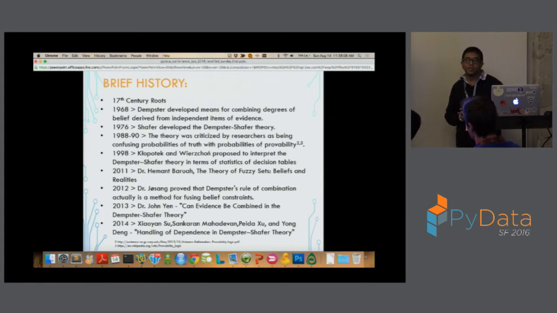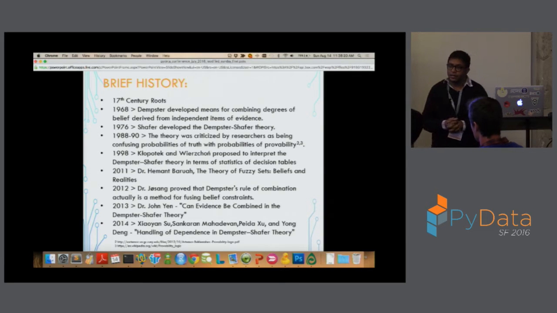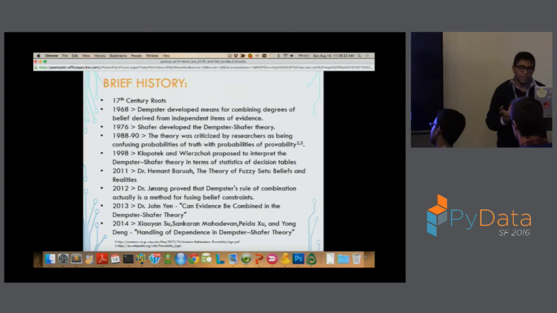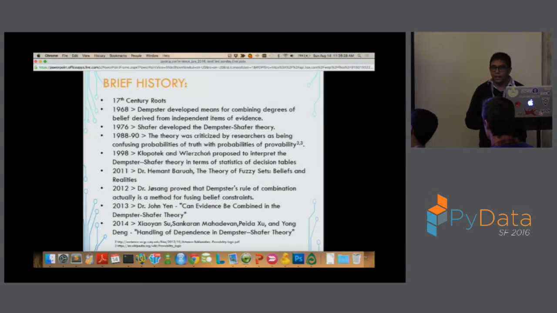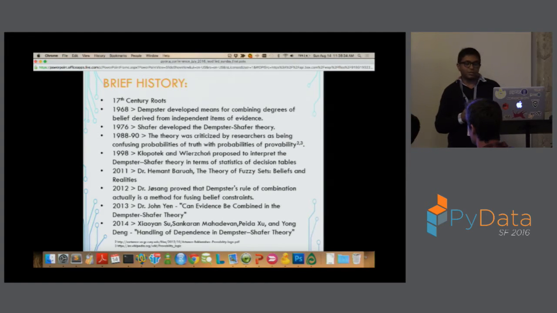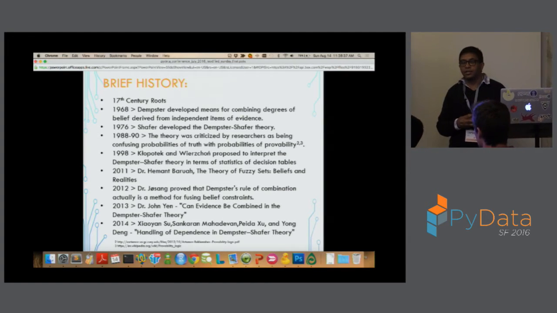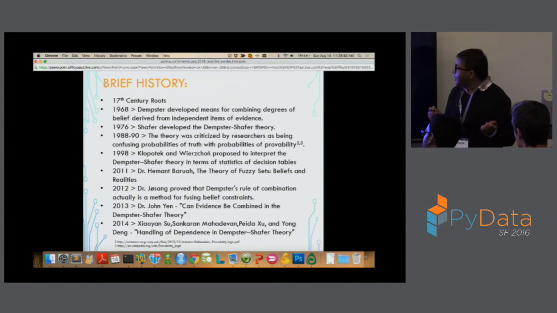And I'm going to give you a brief history about Dempster-Shafer before we jump into the actual math and details about it. So it has its roots in the 17th century in some form. People were talking about it. In 1968, Dr. Dempster at Harvard came up with a way of combining beliefs. In 1976, the Dempster-Shafer theory was created. I understand it's before the majority of people here were born. But this theory was criticized a lot because it was combining probabilities of truth with probabilities of probability. So that was the criticism on it, and we didn't see much work.